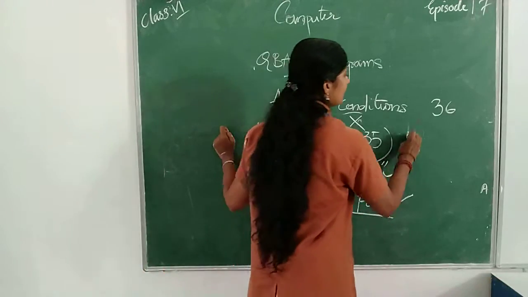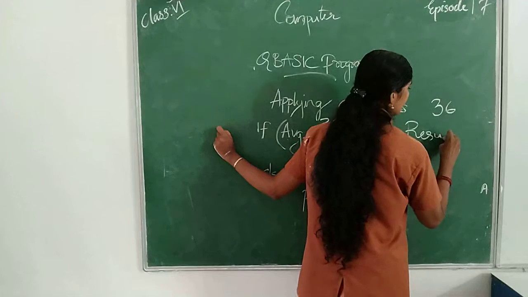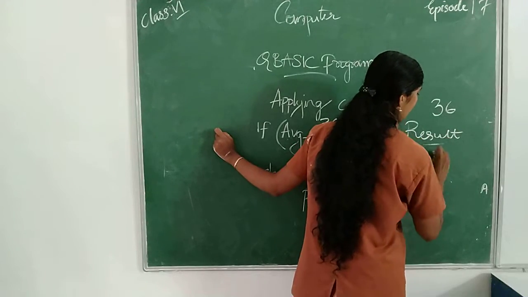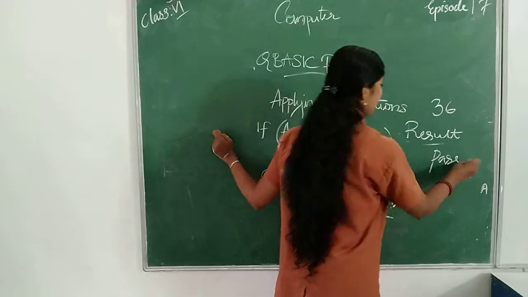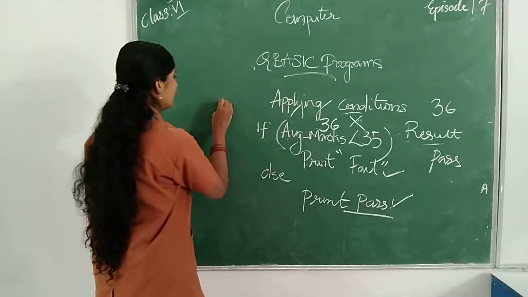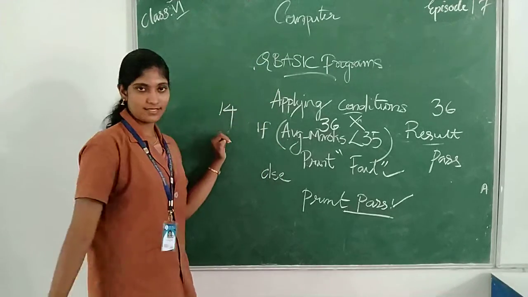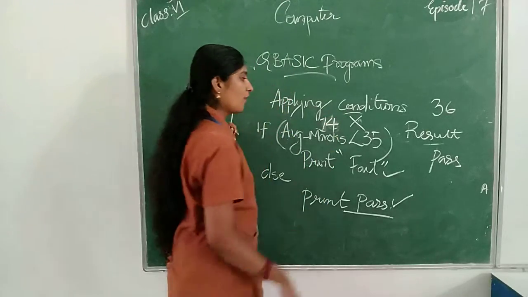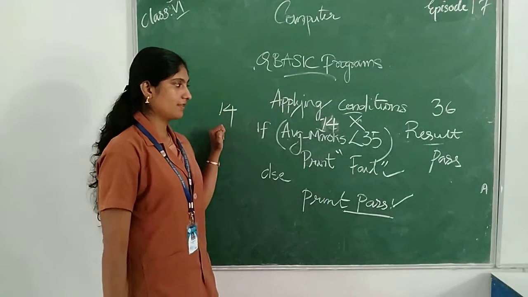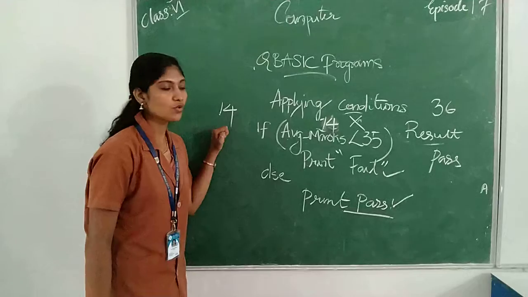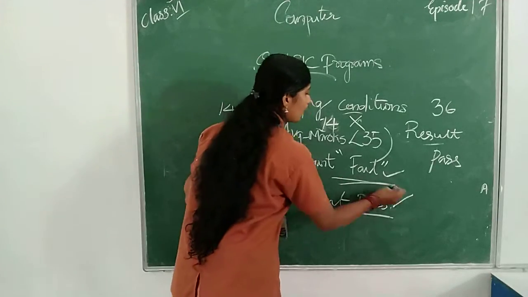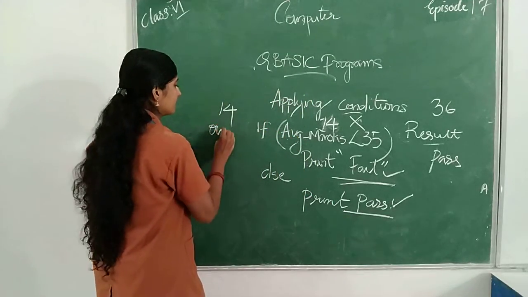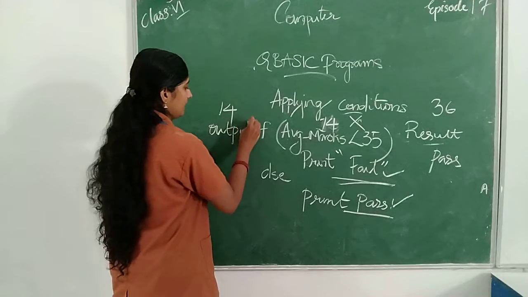So what would be the output? Result: pass. Then take another example, 14. Yes, so the average marks is 14. 14 less than 35. Yes, the condition is true. So print what? Fail. So the output is fail.